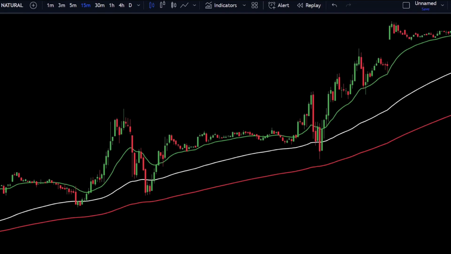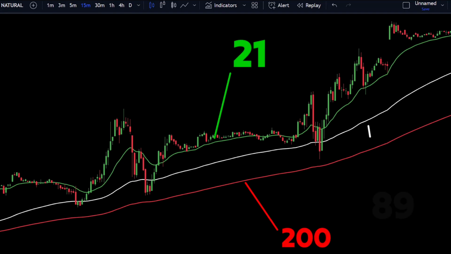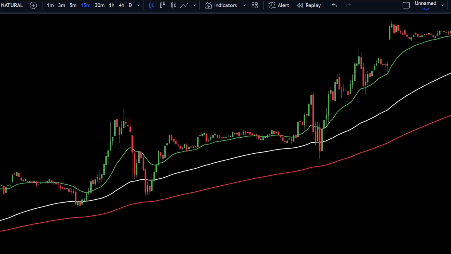Let's start with the 10 and 1 moving averages. It's a combination of 3 moving averages. The green line is the EMA 21, the red line is the EMA 200, and the white line is the EMA 89. These help identify the overall trend direction so we don't trade against the trend.